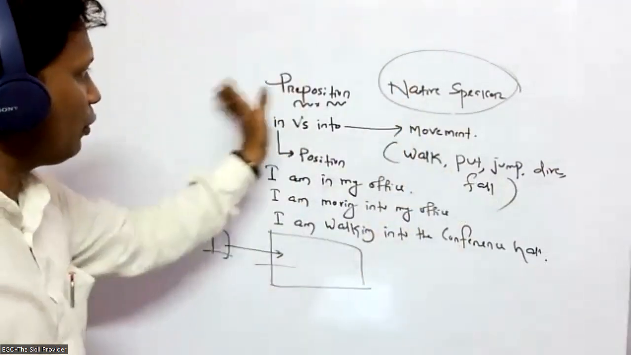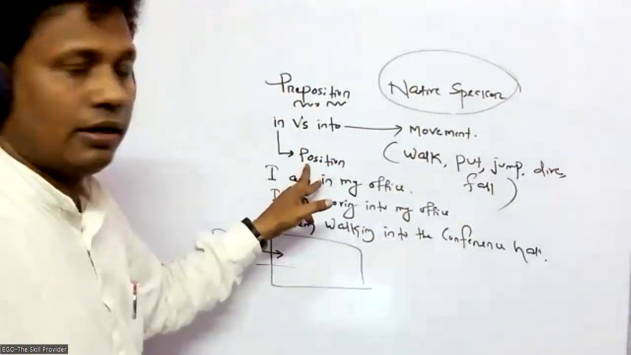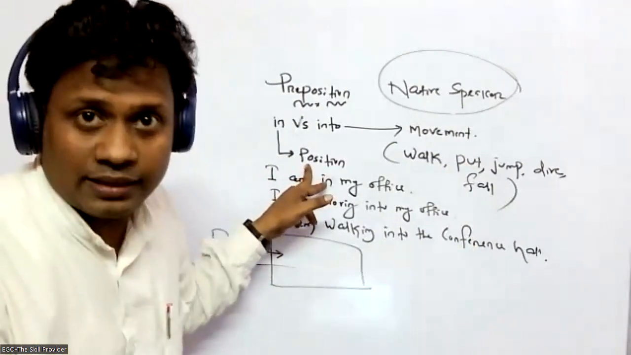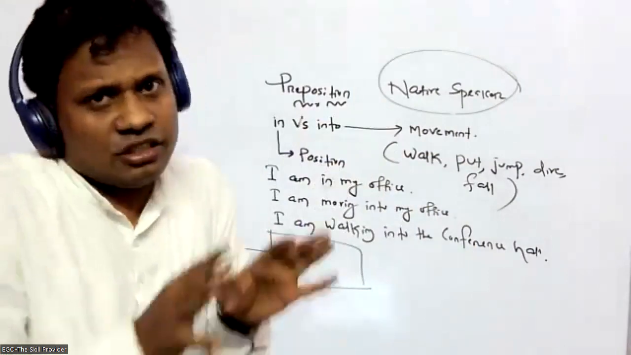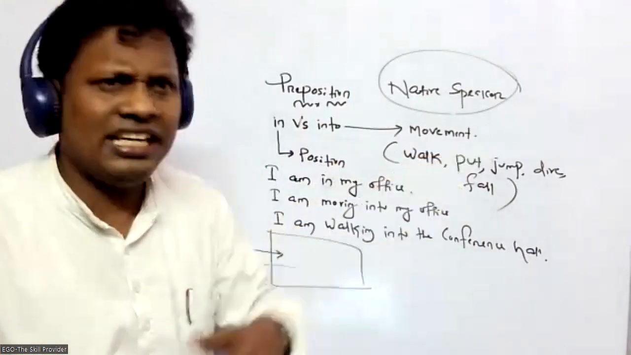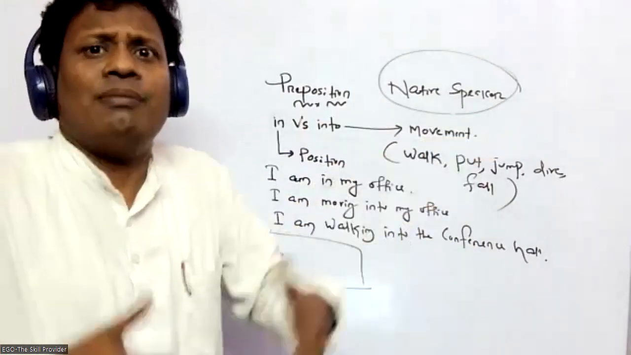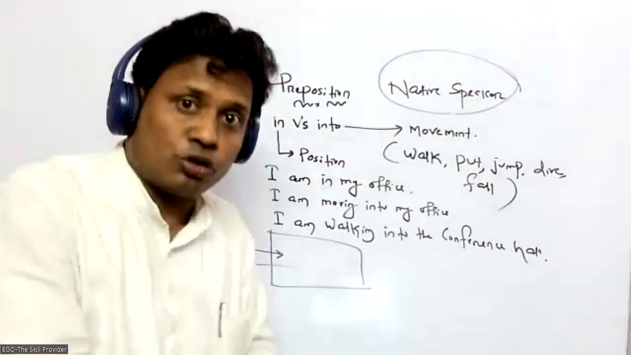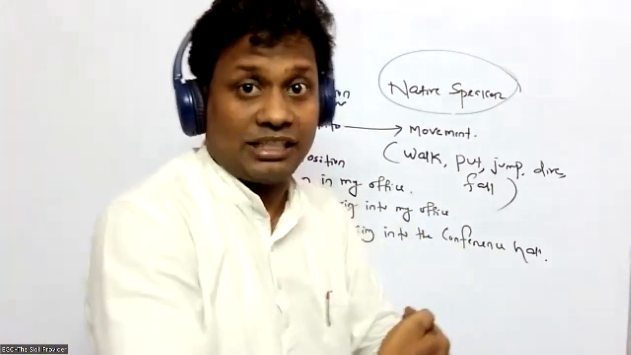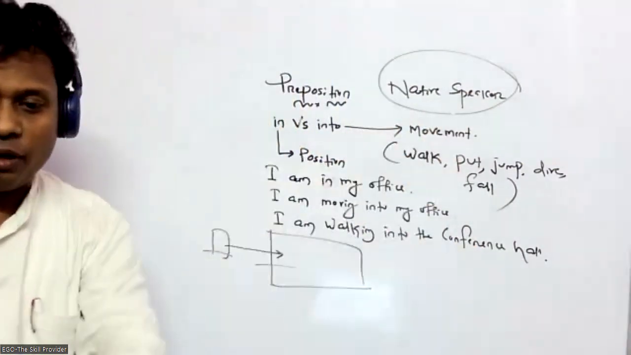Now this is clear. Are you getting my point? So "in" denotes something called position. It only says a position. Position means place, just like where he is right now. He's in the office. I'm in the school. But whenever I am walking into the school, it is showing my movement. That's very important. Okay. Now this is clear to everybody.